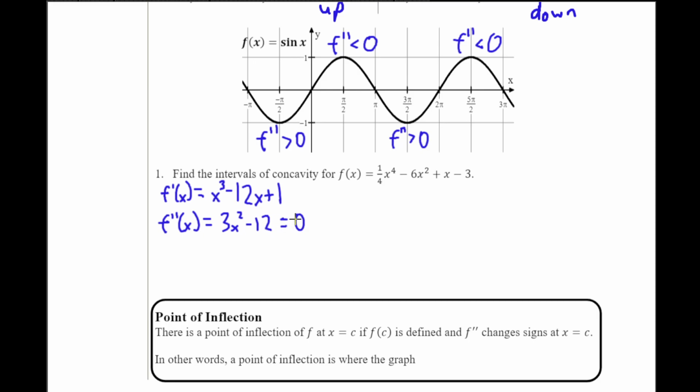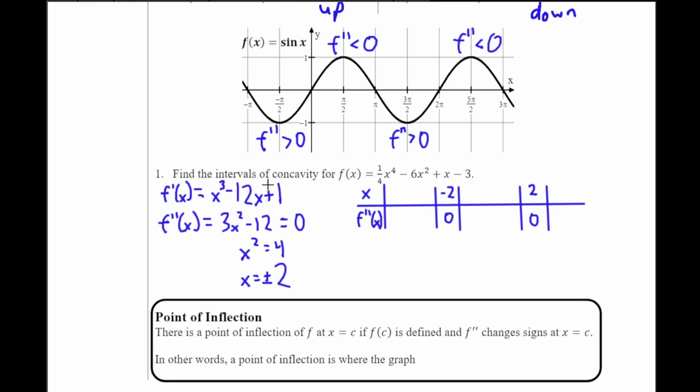Set that equal to 0. And then that's 3x squared is equal to 12. And then x squared is equal to 4. And x is equal to plus or minus 2. The next thing you want to do is draw your tables. So here's a table, you set it up with your plus and minus 2 over here, and you draw the intervals before, in the middle, and after. So negative infinity to negative 2 here, then when it's negative 2 it's 0, and do negative 2 to 2, 2 to infinity.